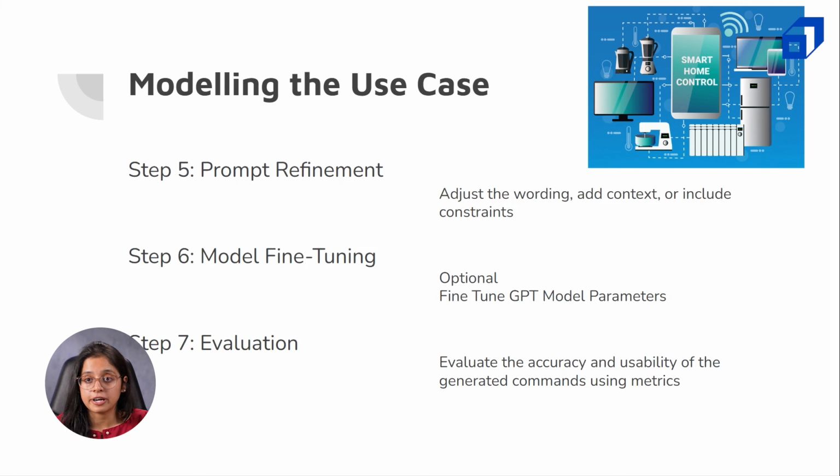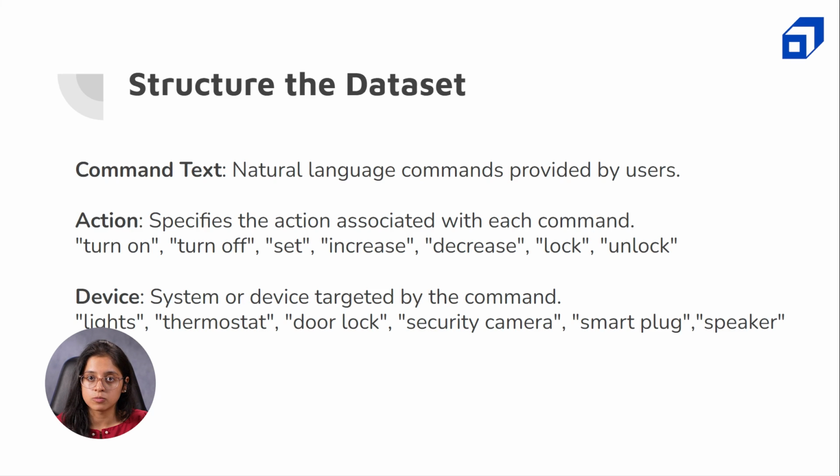Next is prompt refinement. Based on how we see the model performing, we are adjusting the wording, adding context, including constraints, and fine tuning the model. All of this is in steps 5 and 6. Finally, we move on to the evaluation part on how our model is performing. This we check based on the accuracy, the user feedback, the metrics that are there on the platform, as well as some open source metrics. Finally, we deploy it in the real world.